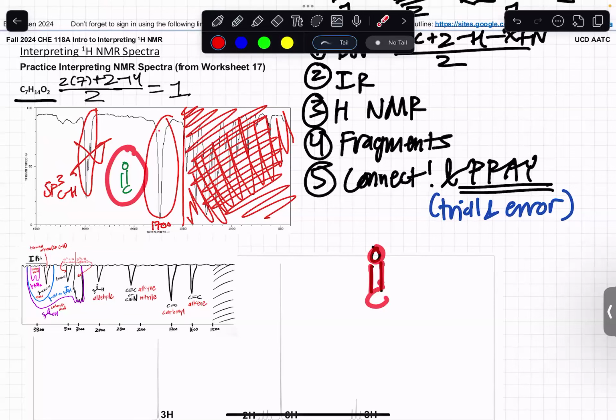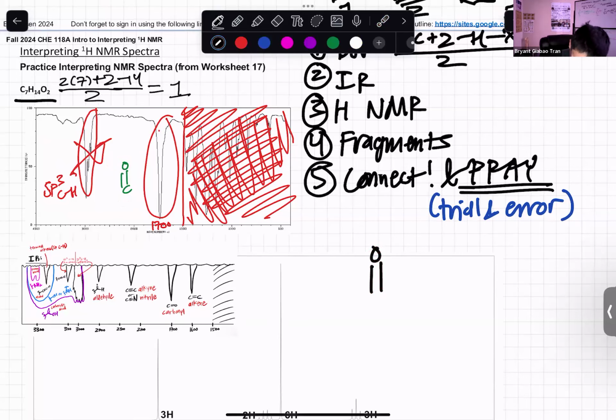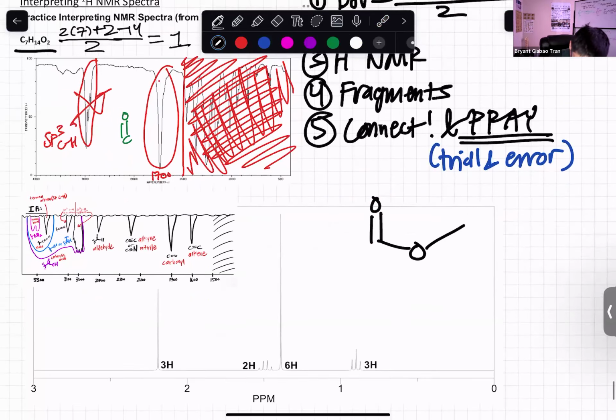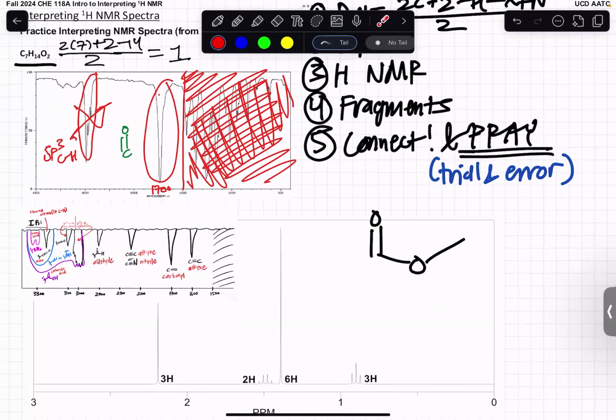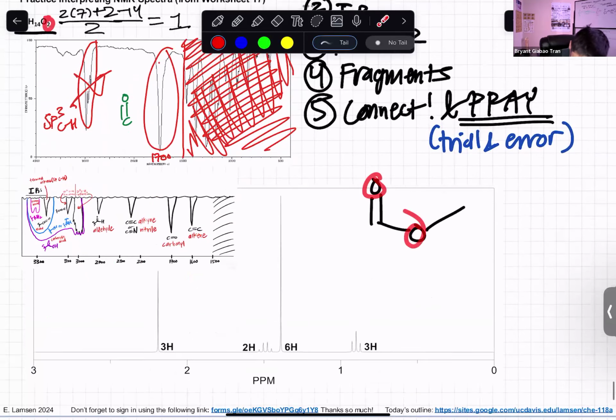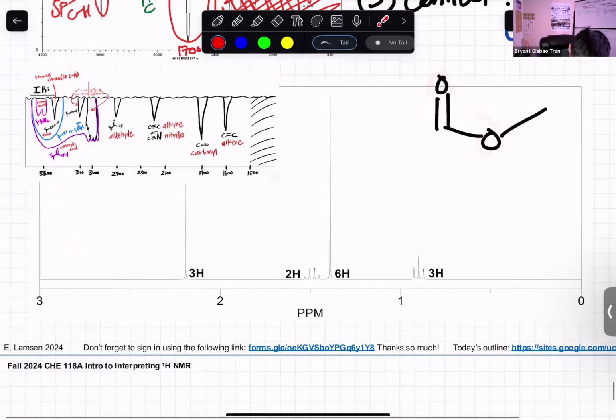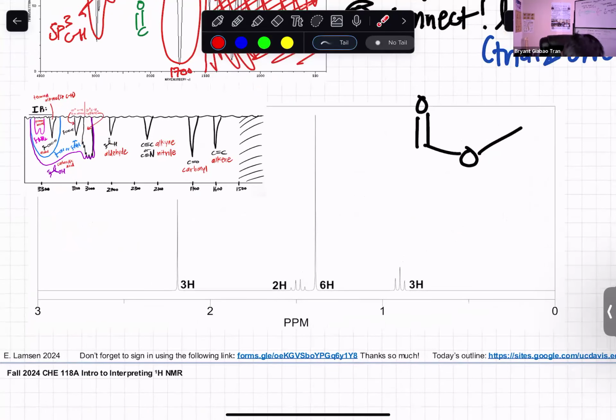Now once we have that, I'm going to put an oxygen right there to show that's the ester right there, because we have two oxygens in the chemical formula like that. Now I'm going to draw in the other pieces. You see how here we have 3 hydrogens here? How many neighbors would you expect these 3 hydrogens to have?